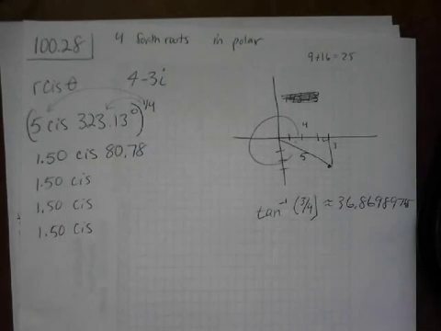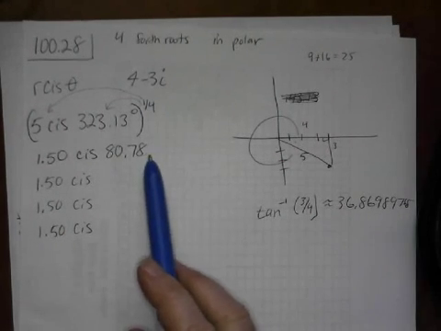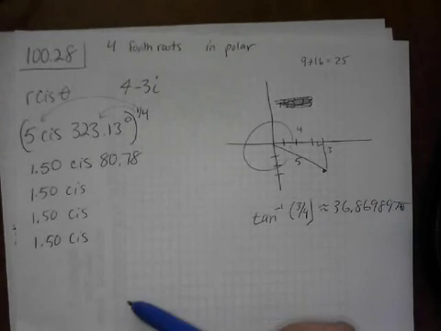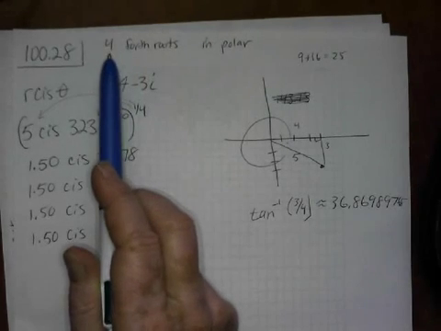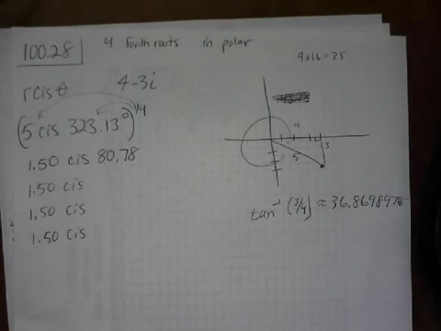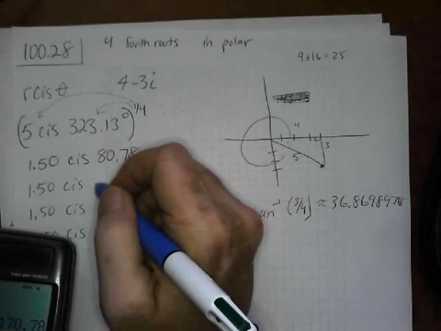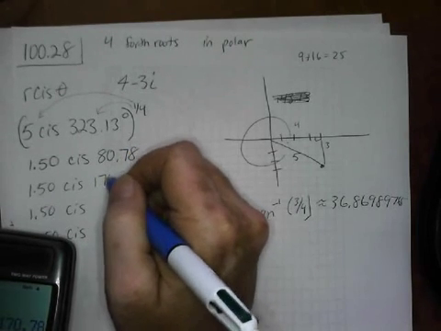How do I get these angle measures? I am going to just add a certain number to each one. I can find out what that number is by saying 360 divided by 4. So what's 360 divided by 4? 90, of course. And then we're going to add that to 80.78, and that gives us 170.78. Perhaps you can do this in your mind without a calculator.